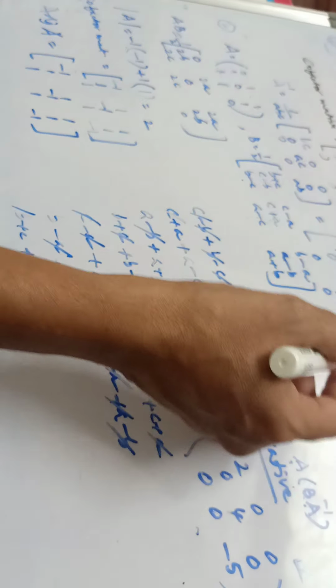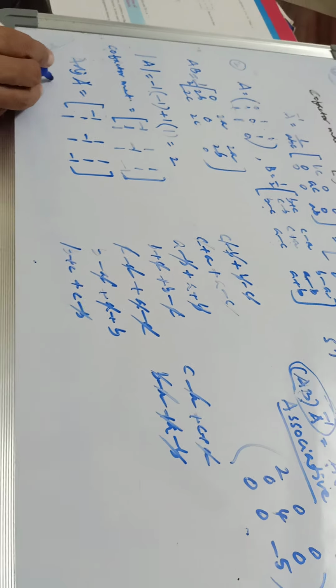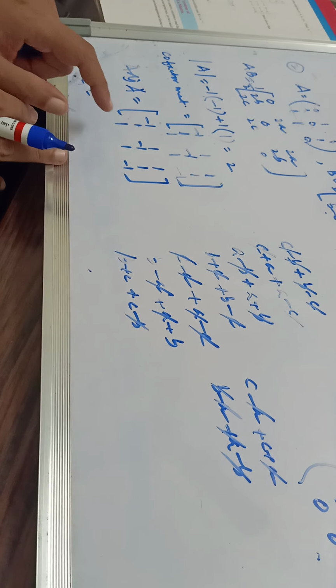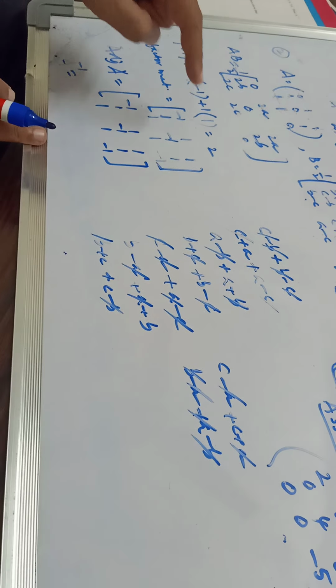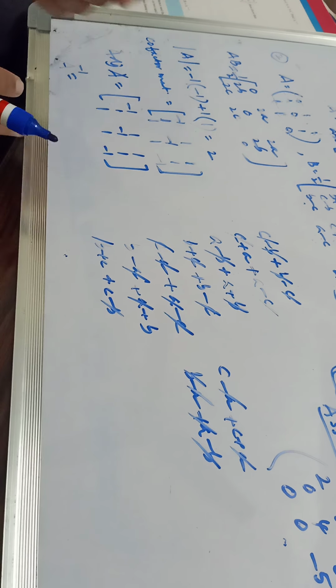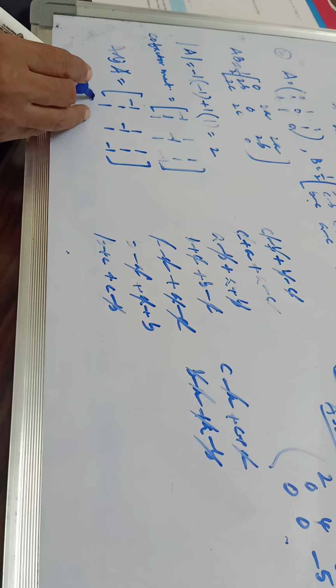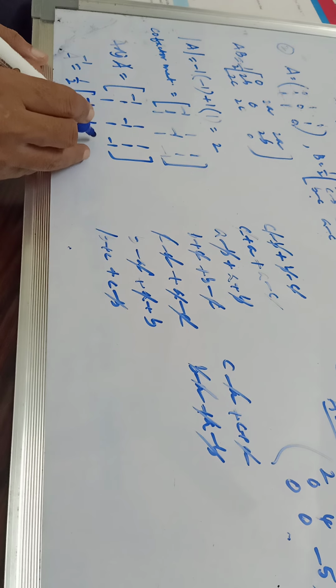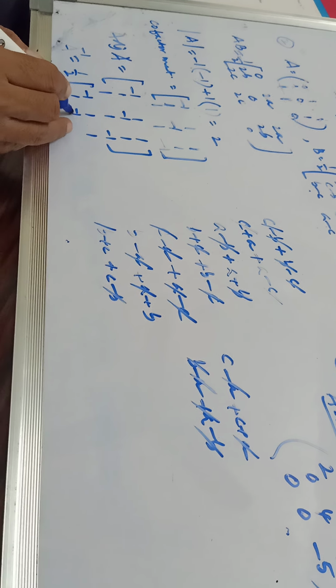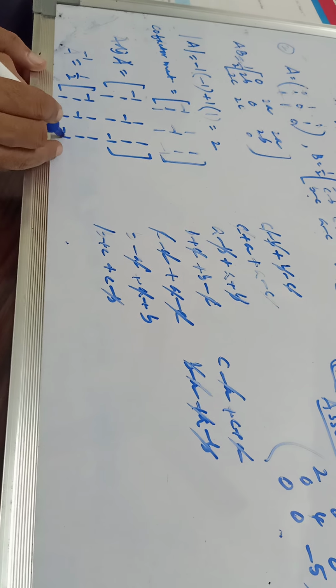Now you find A inverse. To find A inverse what shall we do? Divide adjoint A by det A. So det A has to be written in the denominator. So 2 has to be written in the denominator. So 1 by 2 into adjoint A, which is 1 minus 1 1, 1 1 minus 1, 1 1 minus 1.